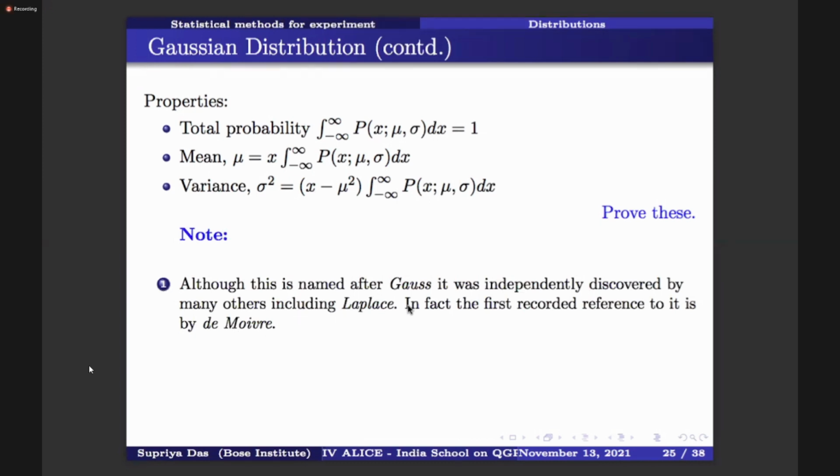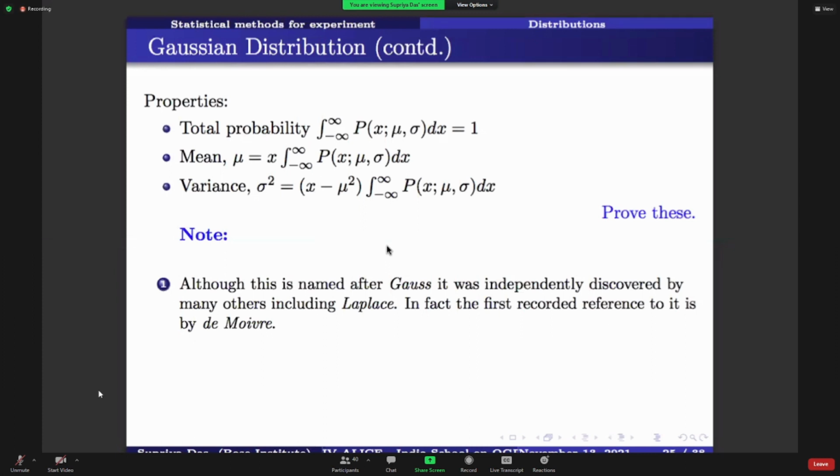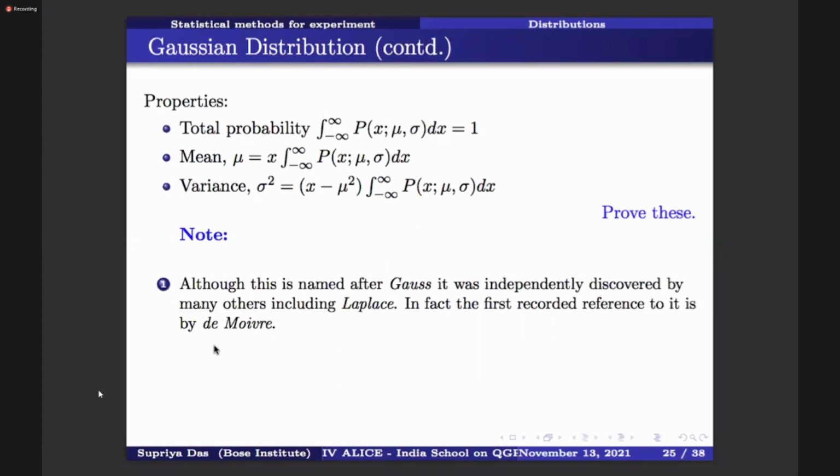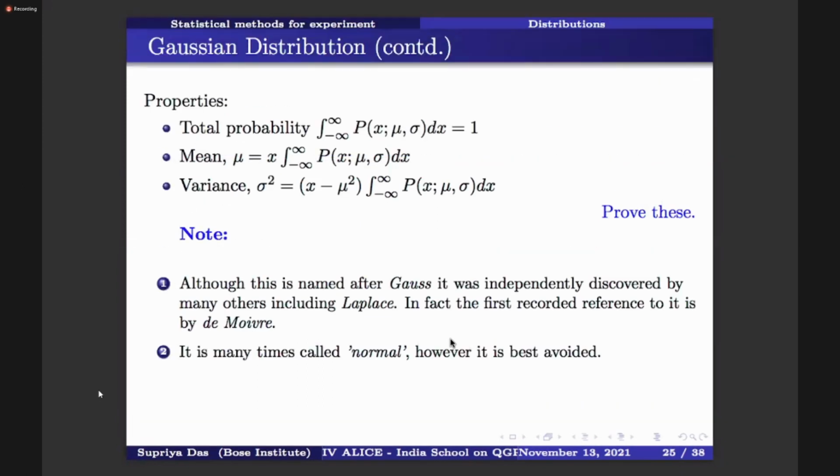So I just quoted these two names because we all know these names. There are many other people who actually did this. And it is called Gaussian because the first recorded reference to it is by de Moivre. As I explained, it is many times called normal, but it is best avoided. Somebody can ask, are the binomial and Poisson abnormal? No, it's not like that. It's just normal because it does not have a skewness, it is symmetric, it looks nice, that is why it is normal.